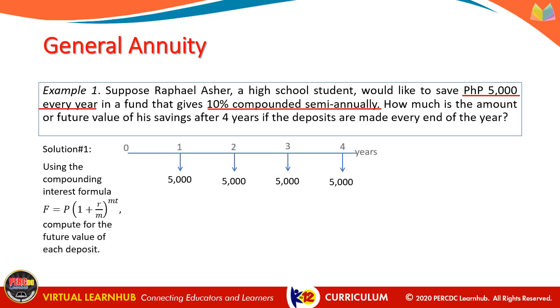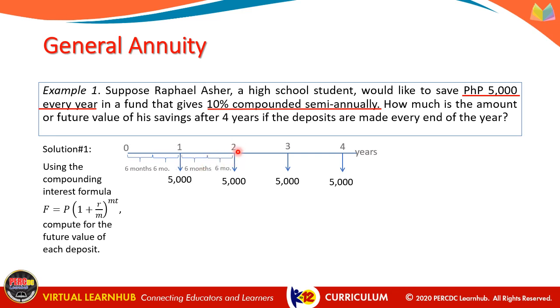Using the compounding interest formula, future value F is equal to principal P times quantity 1 plus R over M raised to MT, we are going to compute for the future value of each deposit. First, let's note that the deposit made at the end of first year is also done at the end of the second semi-annual. In 1 year, we have 2 semi-annuals, right?